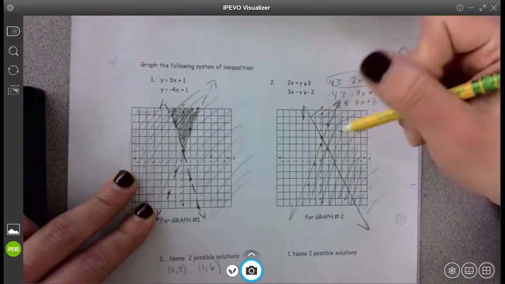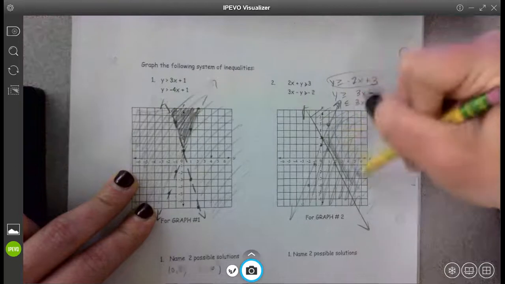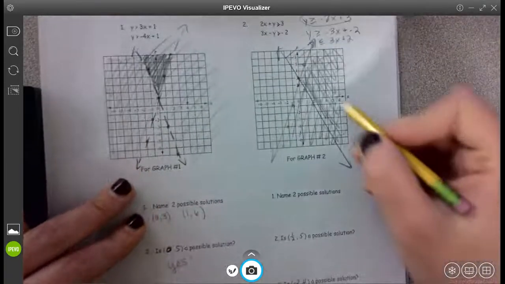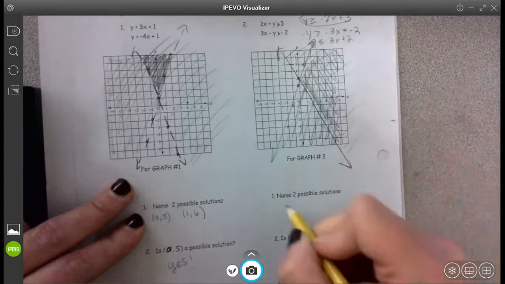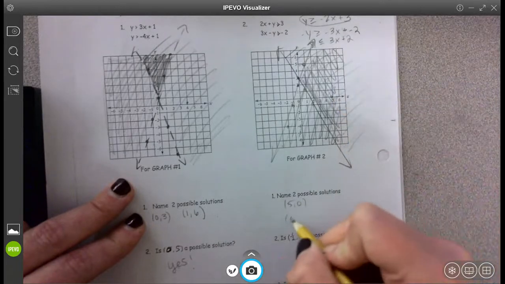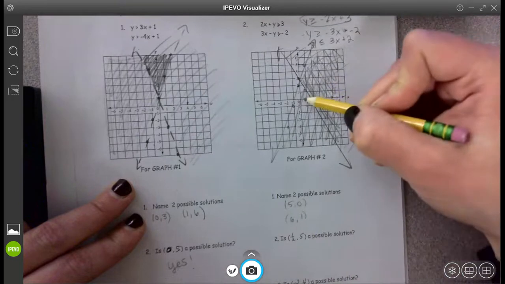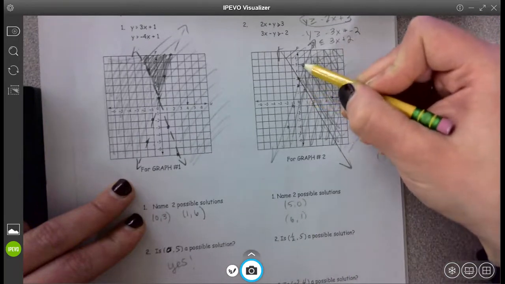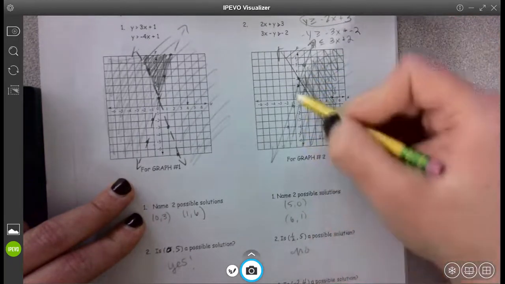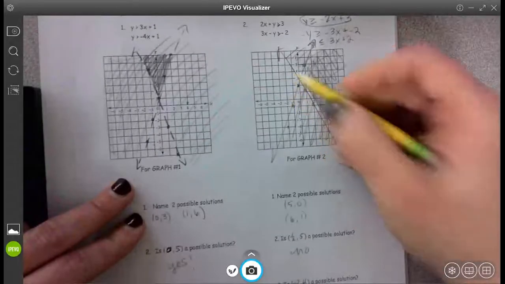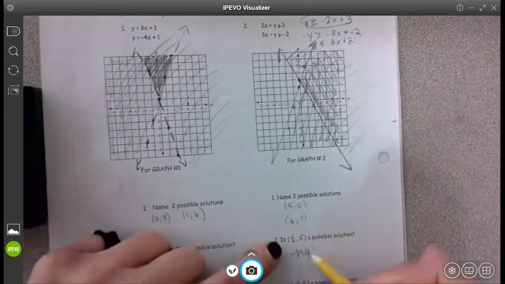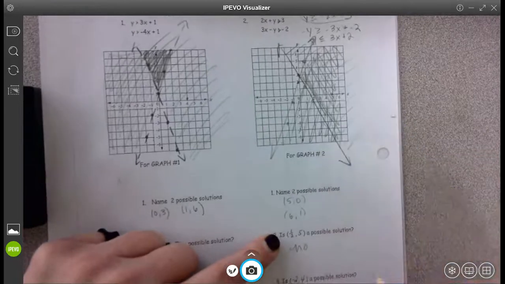So where do you intersect? It's right here. It says name two possible solutions: (5, 0), (6, 1). Anything in the double shaded area. Is (1/2, 5) a solution? No. Is (-2, 4) a solution? No. You can always substitute in to both equations to see if you're right.